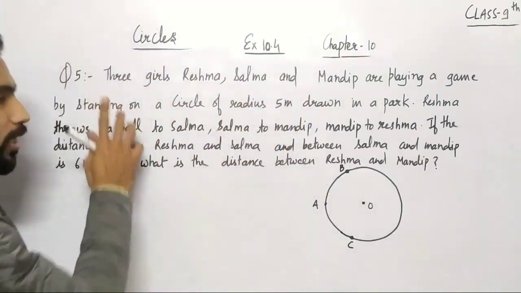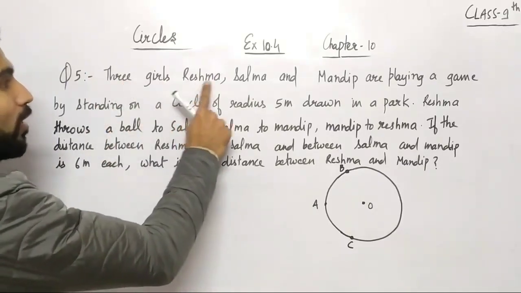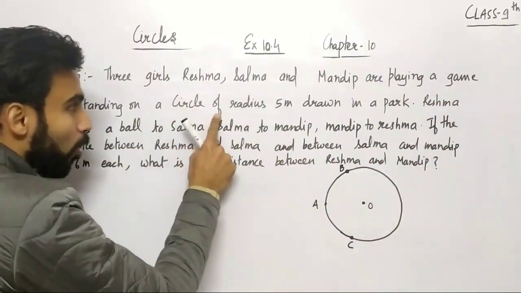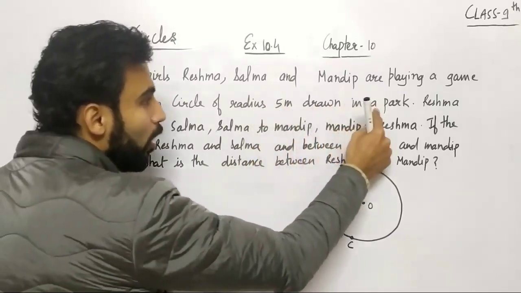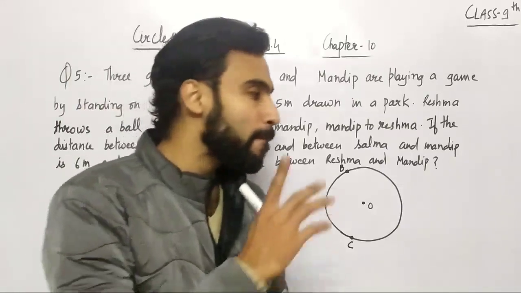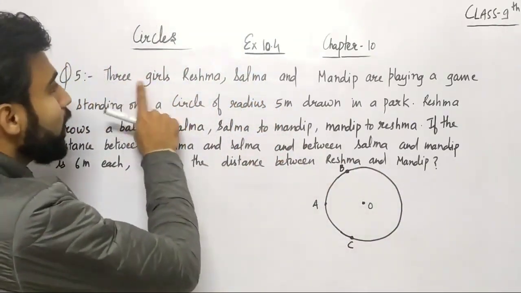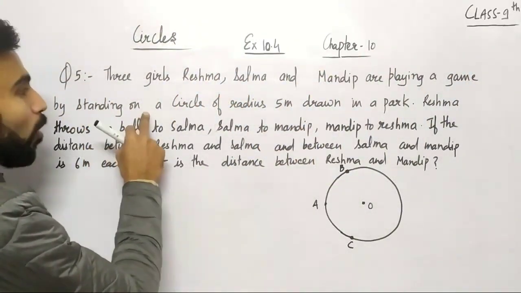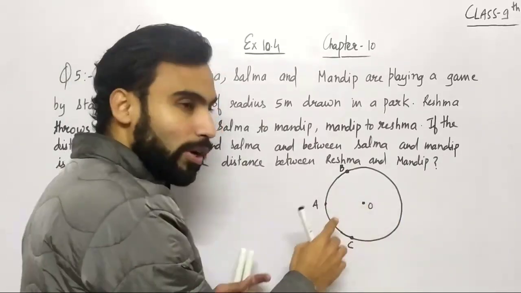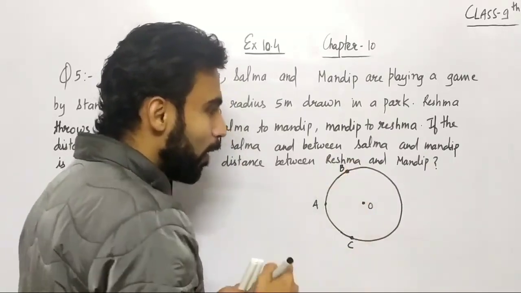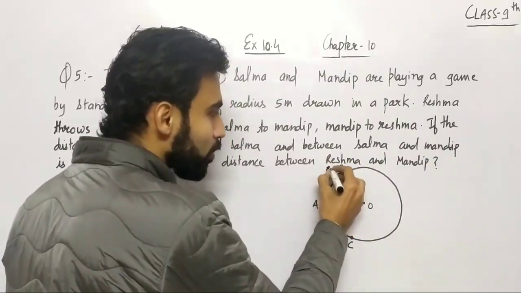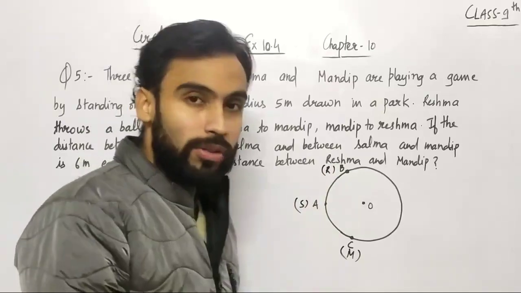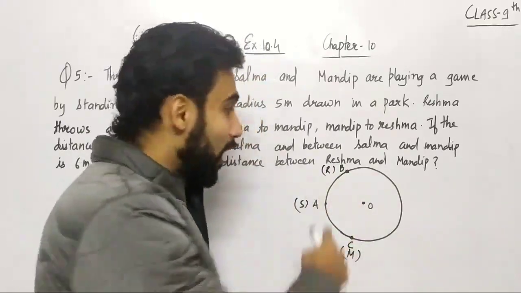Here in this question it is given that 3 girls, Reshma, Salma and Mandeep, are playing a game by standing on a circle of radius 5 cm drawn in a park. So first I will explain the question up to here with the help of a circle. You can see there are 3 girls named Reshma, Salma and Mandeep. They are playing a game by standing on a circle. On the circle I have shown all three, Reshma, Salma and Mandeep, by the points B, A and C. This is Reshma, this is Salma, and this is Mandeep. So these 3 girls are standing on the circumference of this circle that is made in a park.